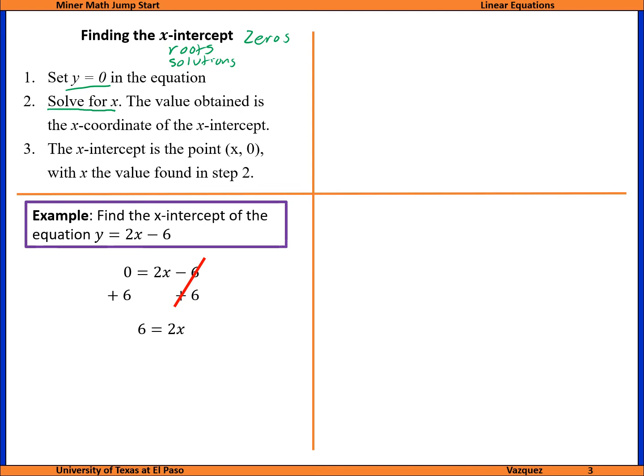Now, x isn't by itself just yet. All right, there's still a coefficient of 2. But what we can do is divide both sides by 2 so that those 2's cancel out. 6 divided by 2 is 3, so we get 3 is equal to x. And that's our x-intercept. Right, so as step 3 says, x is equal to 3, so our intercept will be x comma 0. In other words, 3 comma 0.